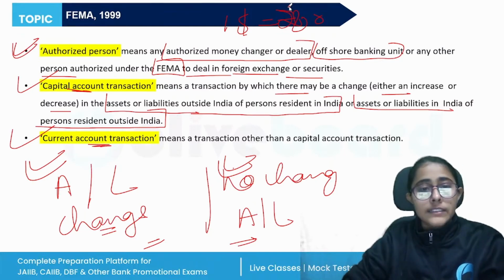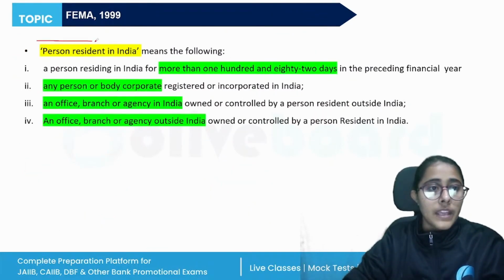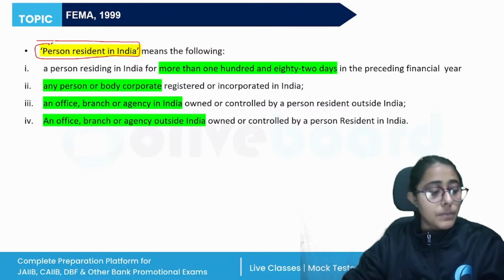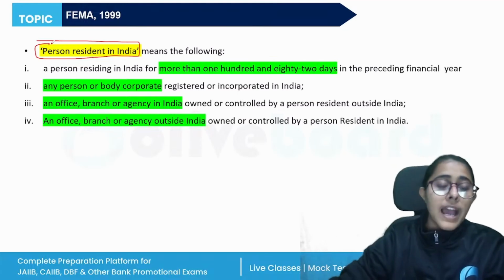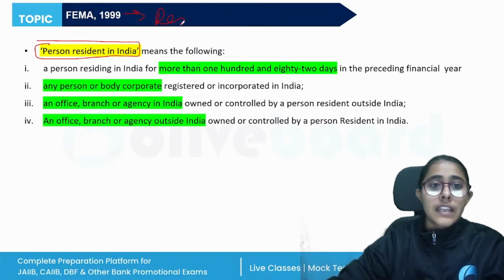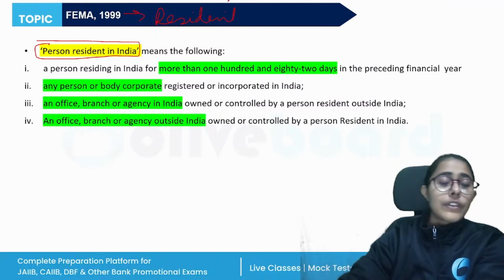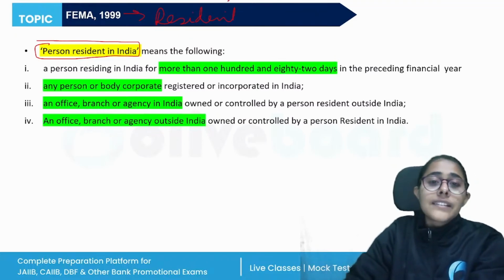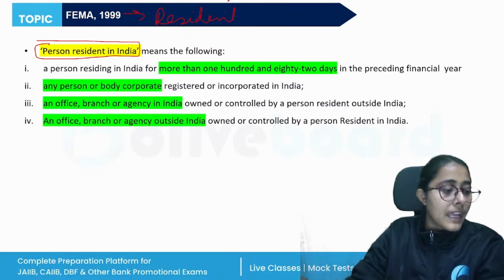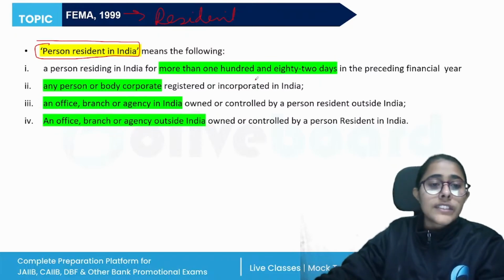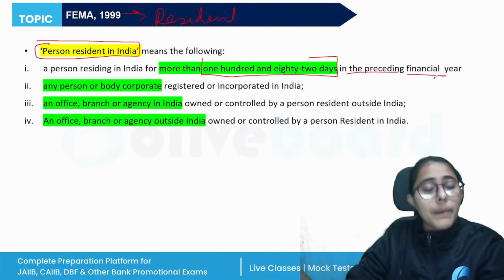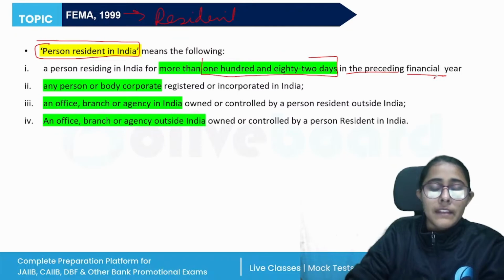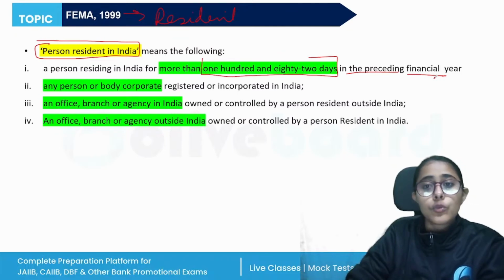Then the important thing is the person resident in India. There's a very huge difference between a citizen of India and a person resident in India. The FEMA Act is only concerned with the person resident in India. So you need not worry about whether the person is a citizen or not. They should be a resident of India, and then the provisions of FEMA will apply accordingly. So any person who is residing in India for more than 182 days in the preceding financial year and whose economic interest is in India.